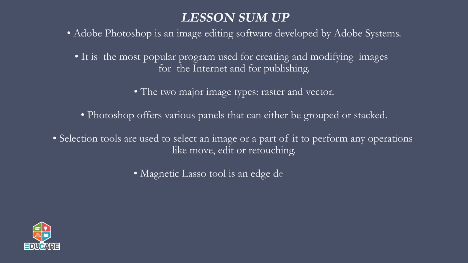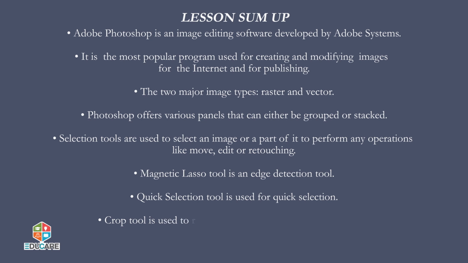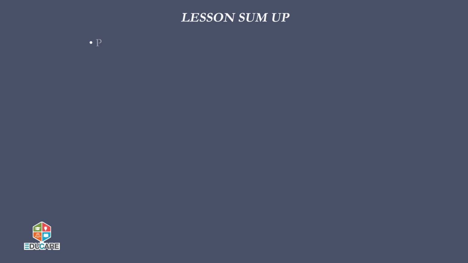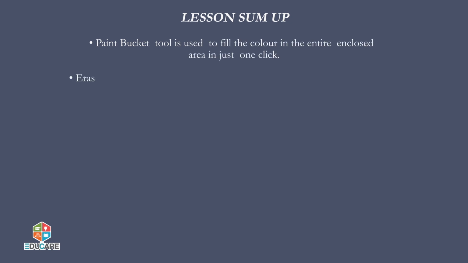Magnetic lasso tool is an edge detection tool. Quick selection tool is used for quick selection. Crop tool is used to remove the unwanted part from an image. Paint bucket tool is used to fill the color in the entire enclosed area in just one click. Eraser tool replaces the erased portion with the current background color.